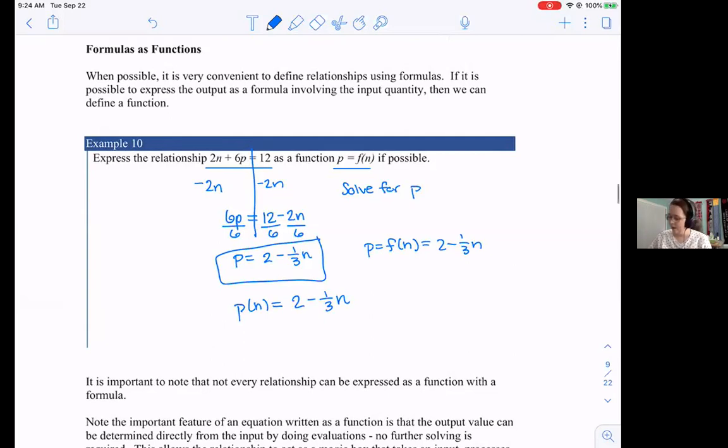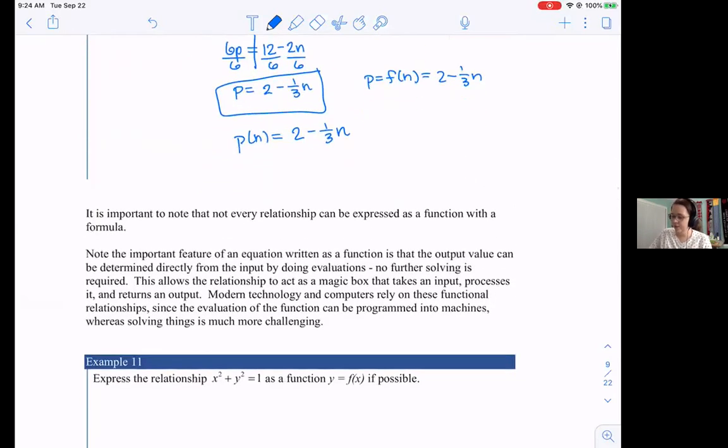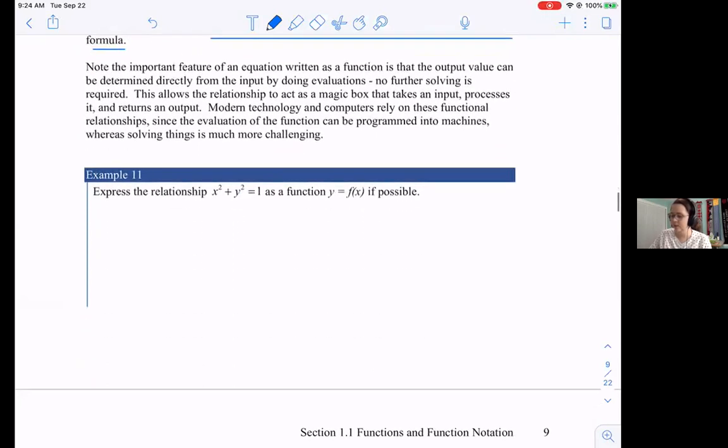Okay. Not every relationship can be expressed as a function with a formula. If we try to express this relationship as a function, let's see what happens. So they want us to solve it for y. We have x squared plus y squared is 1. I'm going to take away x squared from both sides. I get y squared equals 1 minus x squared. And then I have to take the square root.